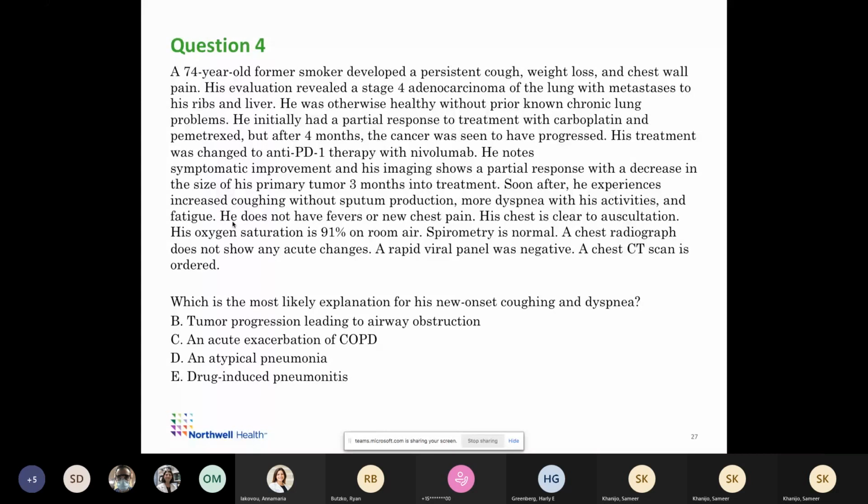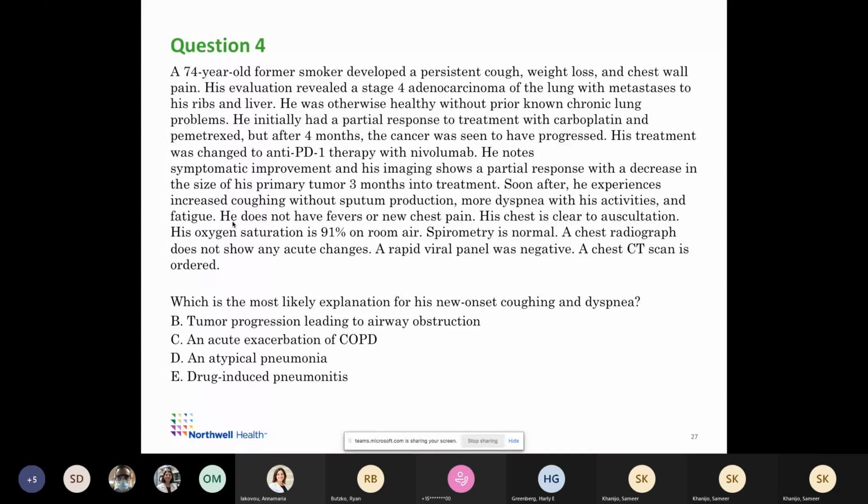Soon after, he experiences increased coughing without sputum production, more dyspnea with his activities, and fatigue. He does not have fevers or new chest pain. His chest is clear to auscultation. His O2 sat is 91 on room air. Spirometry is normal. A chest radiograph does not show any acute changes. An RVP is negative, and a chest CT scan is ordered.